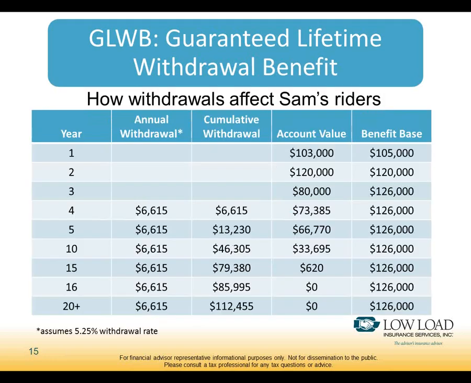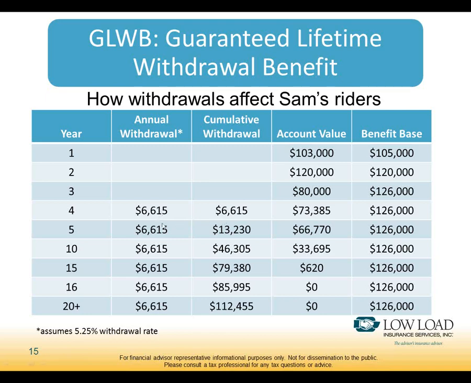So when we're looking at the annuity, at the end of year 3, our account value is $80,000 and our benefit base is $126,000. If Sam starts withdrawing his money from the annuity, it's going to reduce his account value dollar for dollar. His benefit base stays level at the $126,000. As long as Sam never takes any more than what he's allowed, in our example the 5.25%, his benefit base is going to stay level at the $126,000.